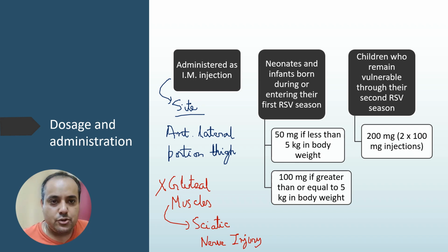Now for the neonates and children who are entering their first season of respiratory syncytial virus infection, if the body weight is less than 5 kg, for them we need 50 mg. Whereas if the body weight is more than or equal to 5 kg, for them we need 100 mg of the drug. Okay. Now if the children are vulnerable through their second respiratory syncytial virus season, for them we need 200 mg total dose. That is, we need 200 mg injections to be given intramuscularly.